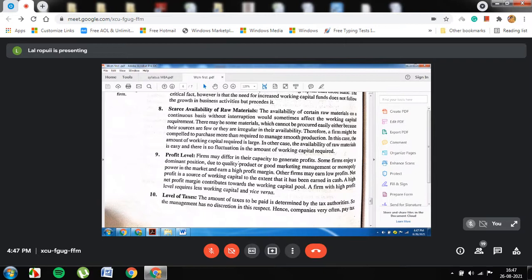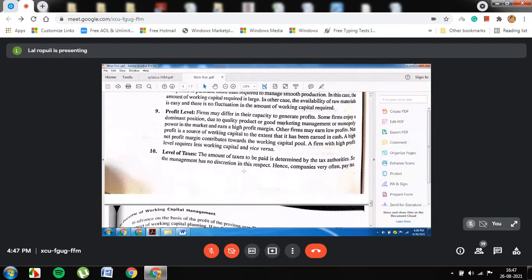Some raw materials are very easy to get, so they are not scarce. Diamond, for example, is scarce and we can hardly find it. So when there are some stocks of scarce raw materials that cannot be procured easily, you need to buy them immediately, and for that you need more working capital. Okay. Then profit level, that's one.